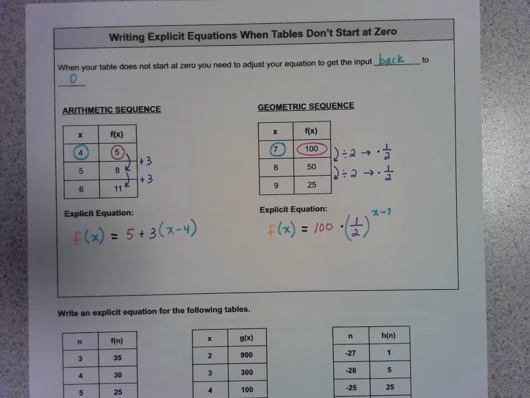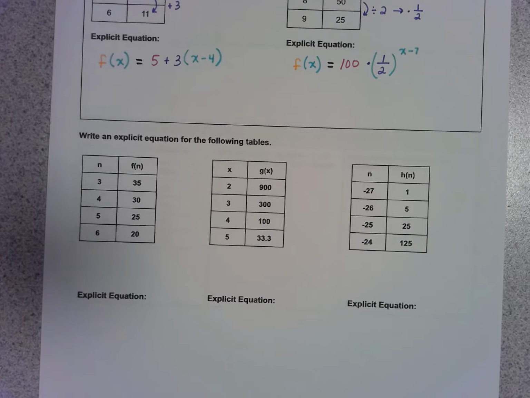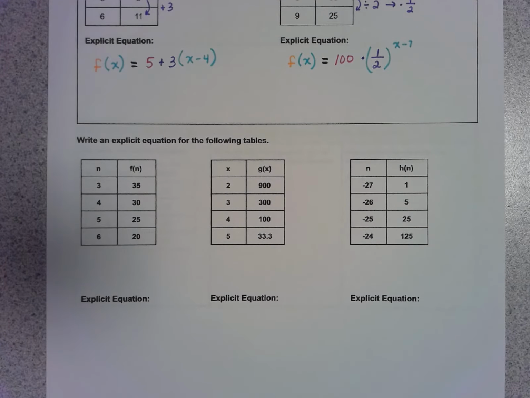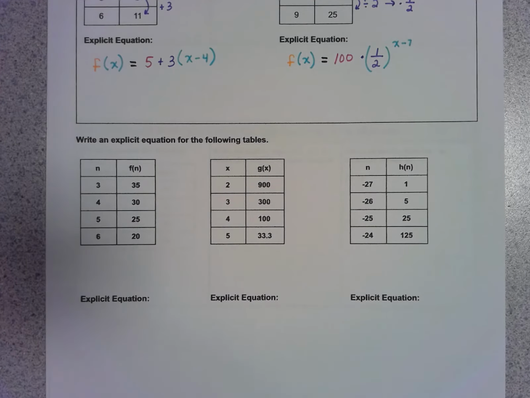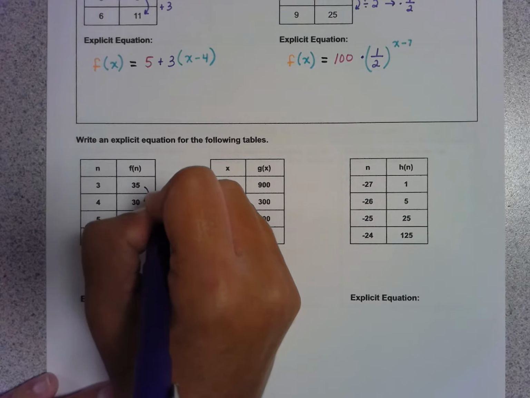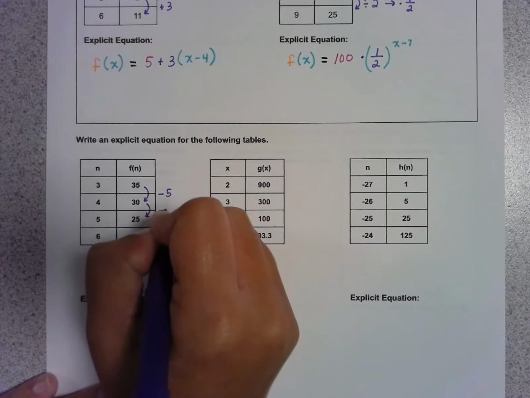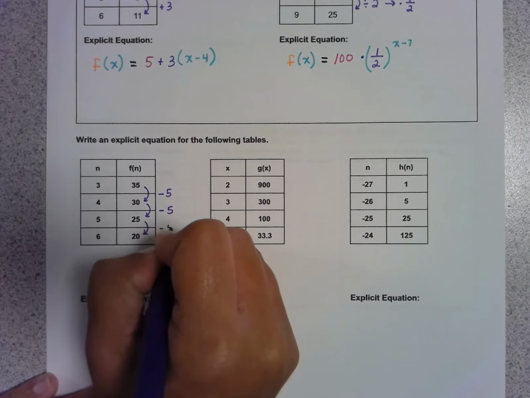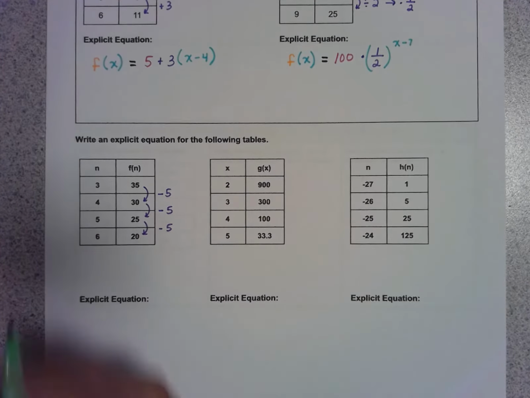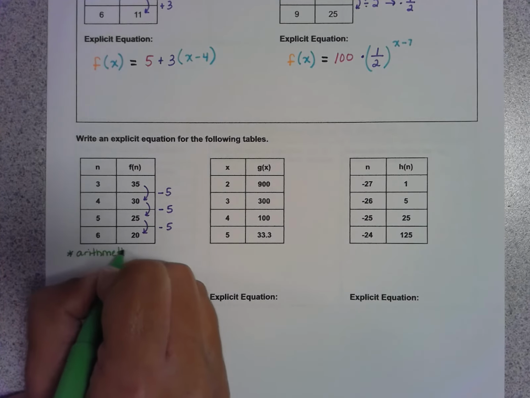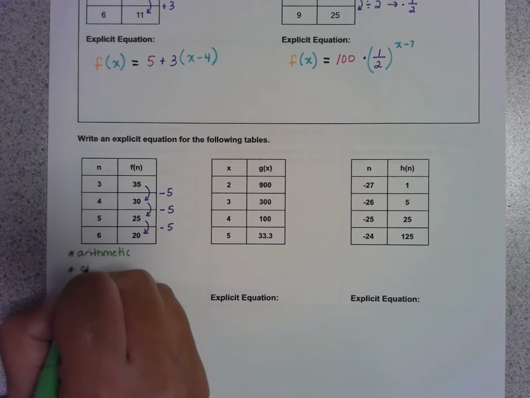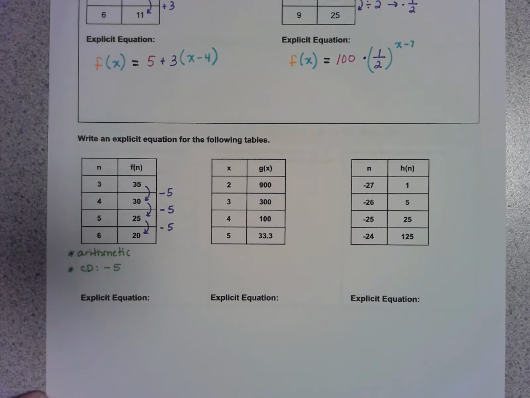Let's take a look at a few more examples to practice this. So if I were to give you a random set of tables and not tell you that these are geometric or that these are arithmetic, the first thing you're going to want to do is look for the pattern. So if I'm looking at this table, I see that the values are 35, 30, 25, 20. It seems to me that the pattern is that we are subtracting 5 each time. Now, because of that, there are a few things that I know. I know that this is an arithmetic sequence. I know that the common difference is that I'm subtracting 5 each time.